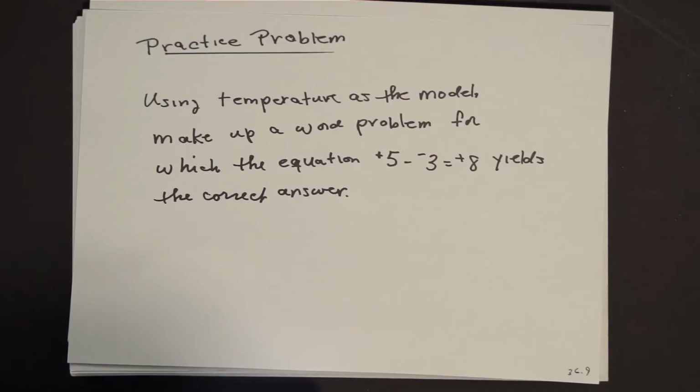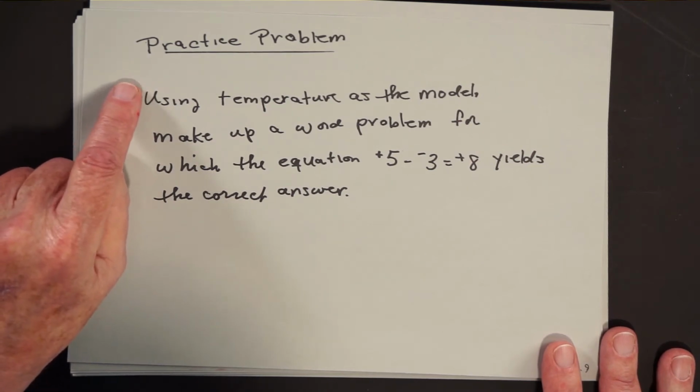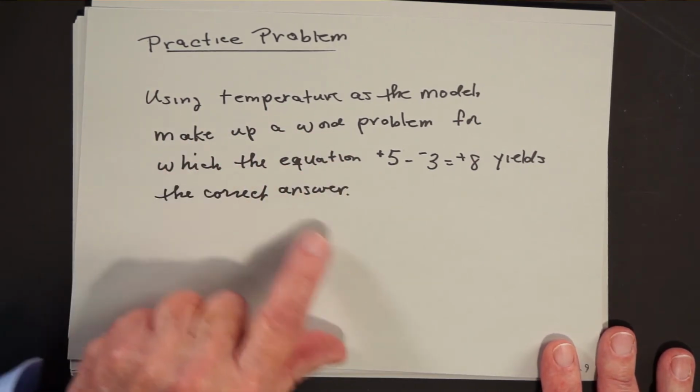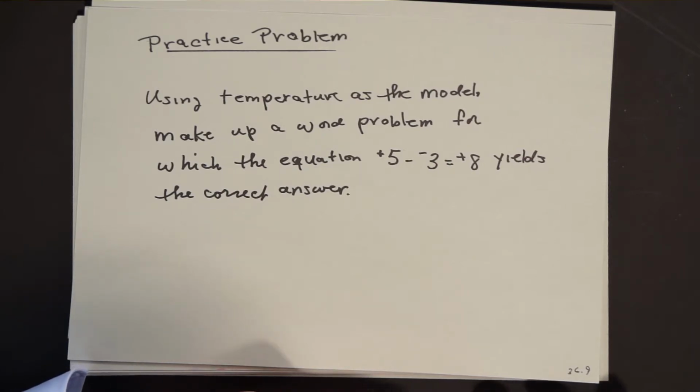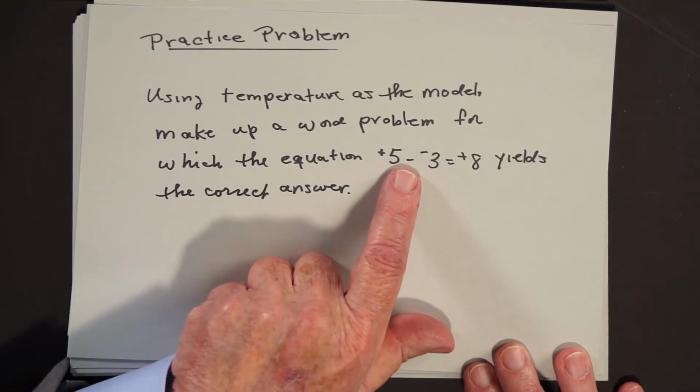Let me reinforce it this time that one of the best ways to make sure that kids have internalized a concept or a process is don't give them a computational problem. Give them the computation and say, make up a problem where this would have been the right computation to do. In other words, that forces the student to not just look at the symbolism, but to try to analyze what it means. So with that in mind, a practice problem could be, using temperature as the model, make up a word problem for which the equation positive 5 minus negative 3 equals positive 8 yields the correct result. In other words, don't just say, I'm going to add the opposite.